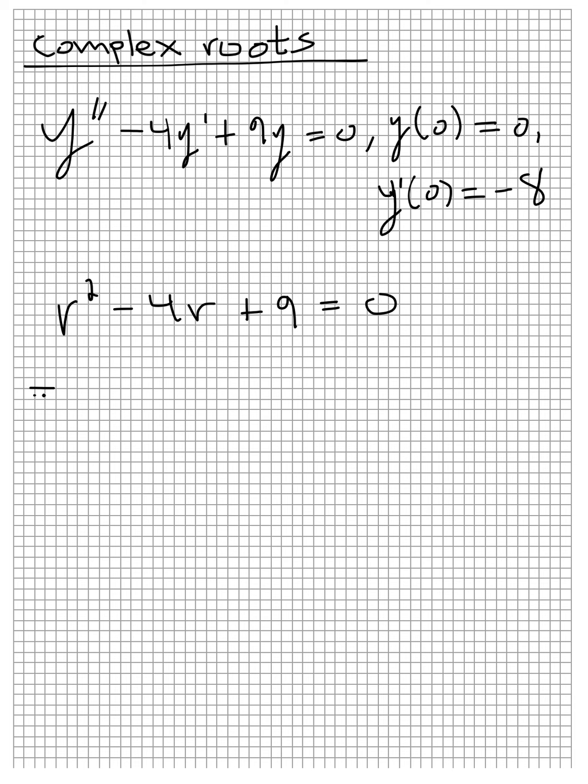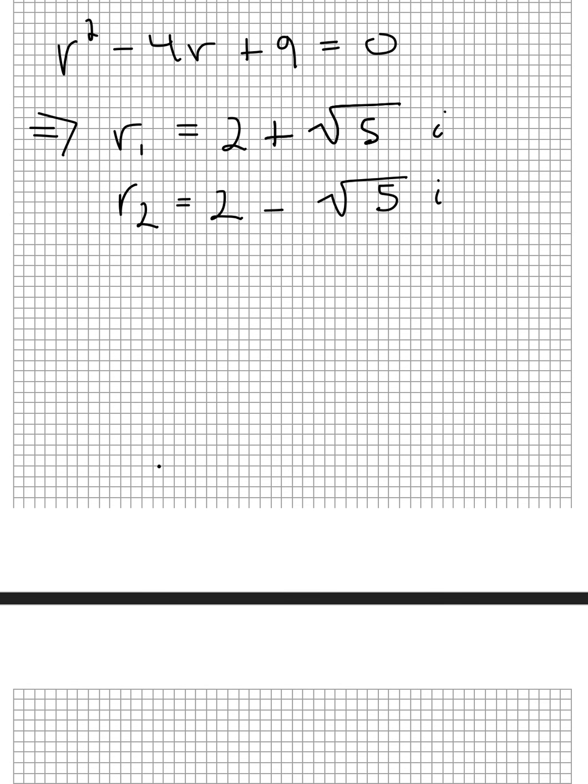All right, and when you solve for these roots, you get complex solutions. And r1 is going to be 2 plus the square root of 5 times i, and r2 is going to equal 2 minus the square root of 5 times i. Okay? And so when you create a solution for this, it's really not too bad at all.